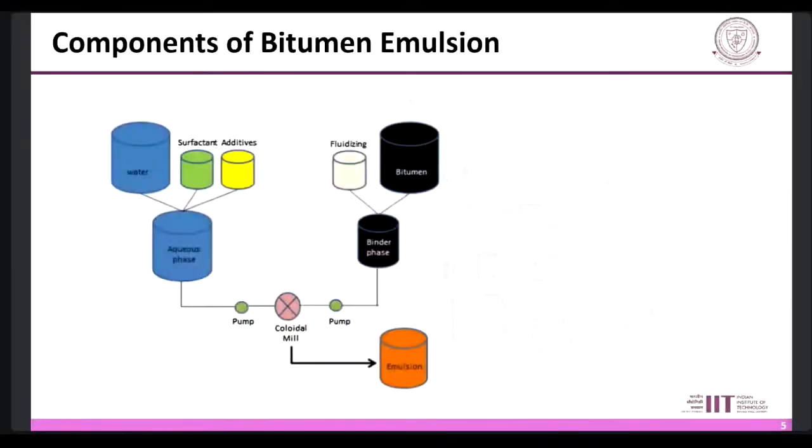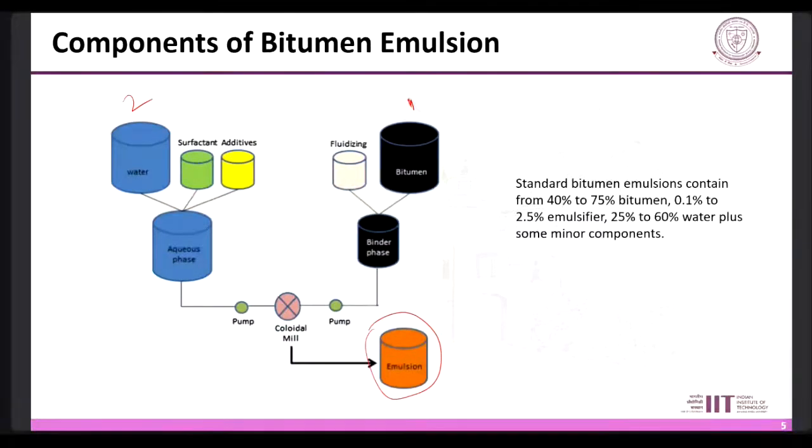The different components of bitumen emulsion include, first, the water. There are two different cans. One is the bitumen and the second is the water, and these two are mixed together in a colloidal mill where they are mixed and separated into fine droplets. It also includes the addition of different surfactants and additives, and basically these are types of emulsifiers which are added and mixed together in a colloidal mill, and then it is taken out, and the final product which we obtain is basically the emulsion.